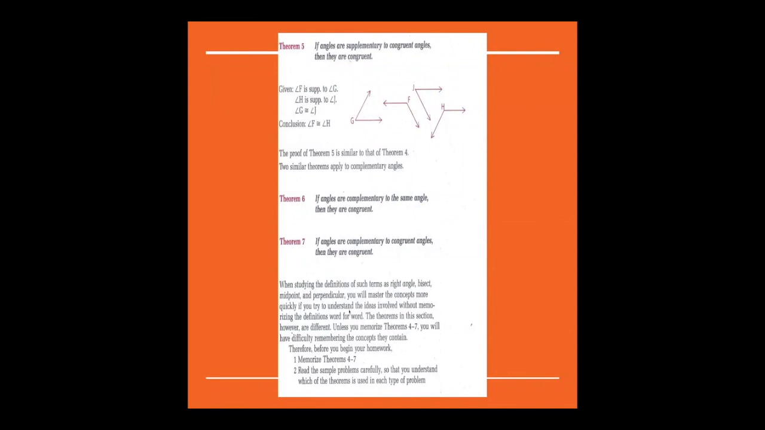When studying the definitions of such terms as right angle, bisect, midpoint, and perpendicular, you will master the concepts more quickly if you try to understand the ideas involved without memorizing the definitions word for word. The theorems in this section, however, are different. Unless you memorize theorems 4 through 7, you will have difficulty remembering the concepts they contain. Therefore, here's your homework. You must memorize theorems 4 through 7 and read the sample problems carefully so that you understand which of the theorems is used in each type of problem.